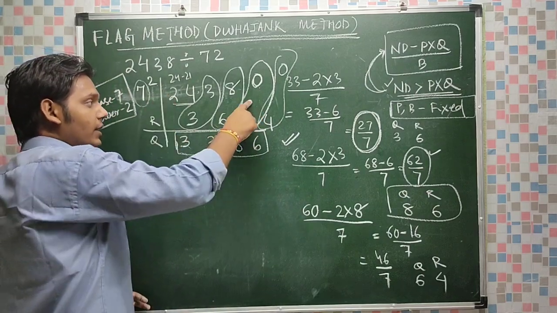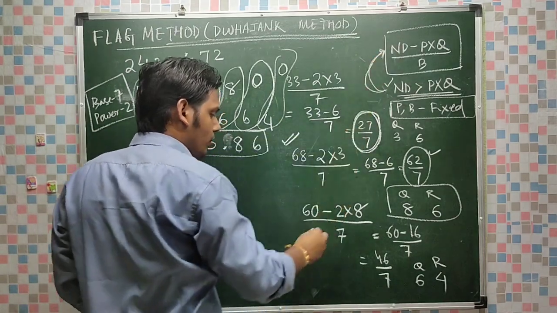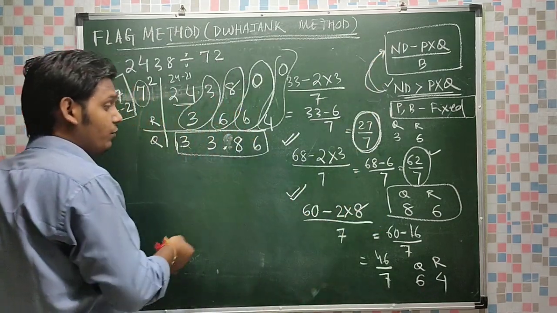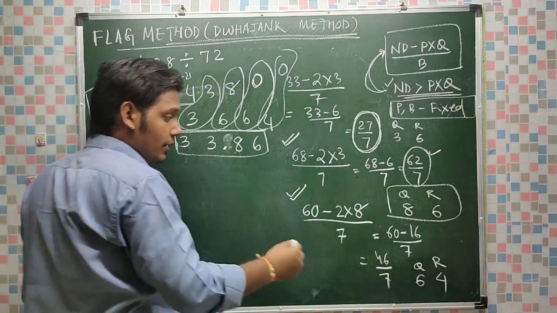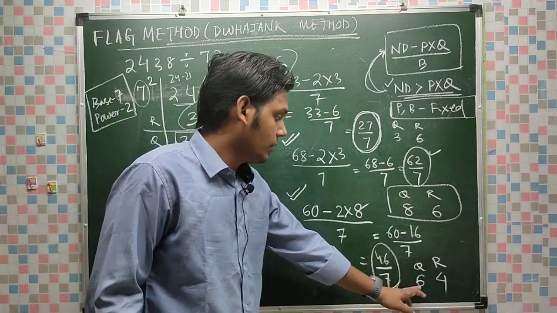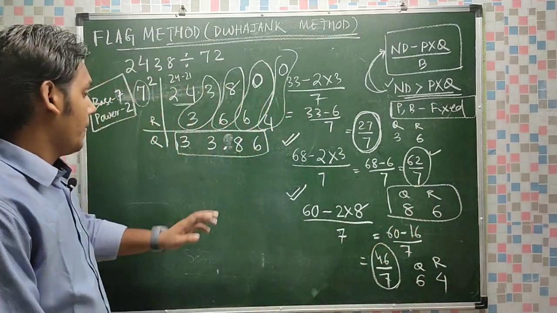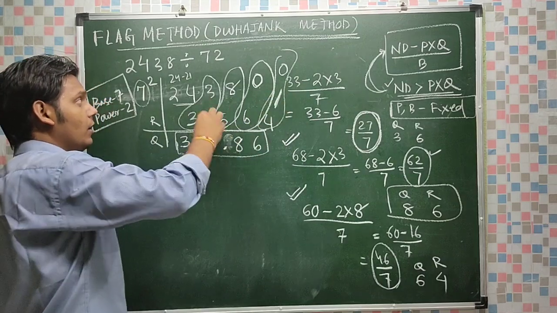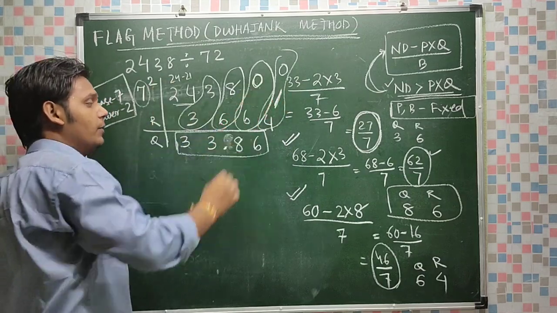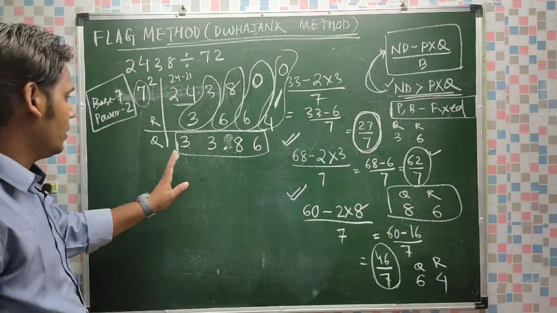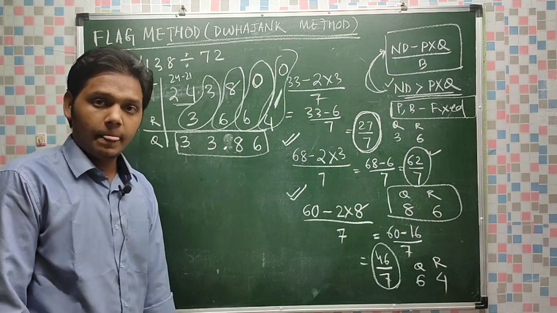2, 8, 16 is less than 60. Again I have to go to formula. Third step, 60 minus, again same 2 into 8. That means I got 46 by 7. 46 by 7 means quotient is 6 and remainder is 4. If quotient is 6 and remainder is 4, again I have to check new dividend is 40. 2 into 6, 12 is less than 40. So now we got the value 33.86 is the answer.